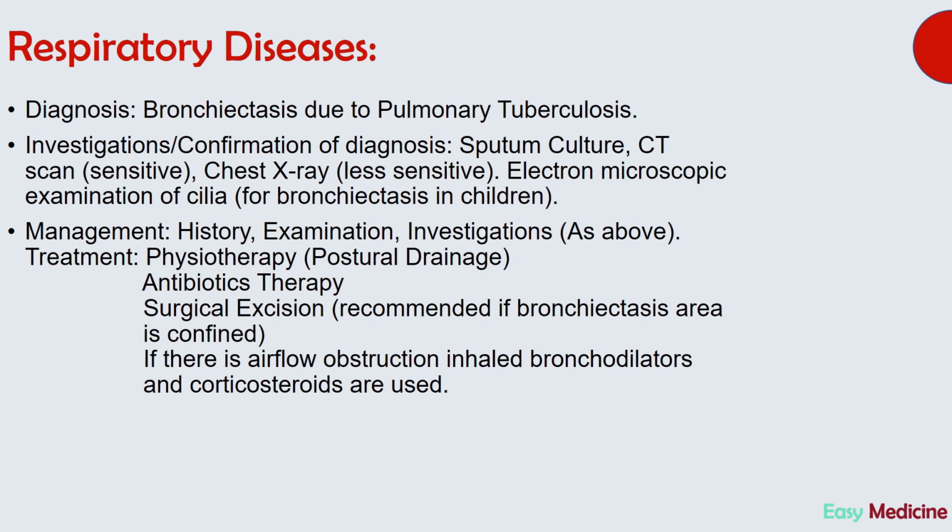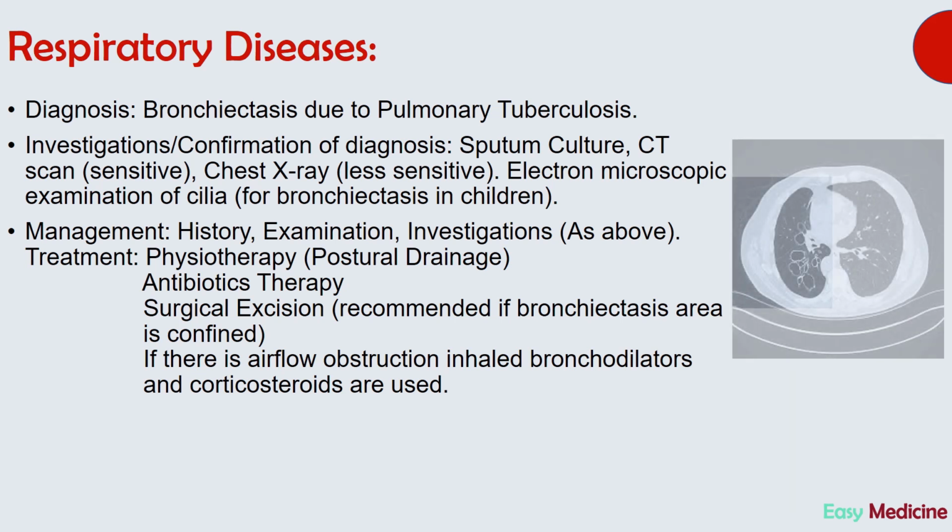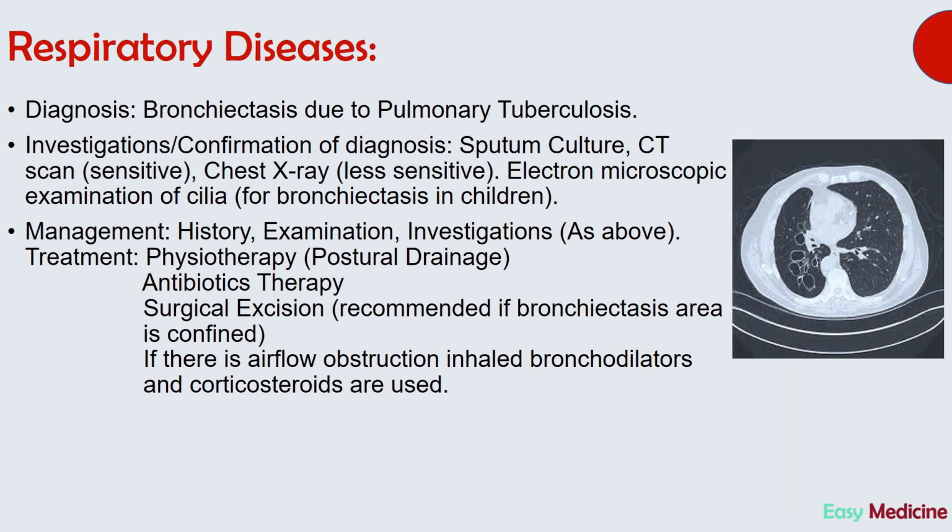The next part of the question asked, how will you confirm your diagnosis? So, to confirm the diagnosis, you will do following investigations, which are sputum culture, CT scan, chest x-ray, electron microscopic examination of cilia. One important point about investigations is that CT scan is very sensitive for bronchiectasis. However, chest x-ray is not that sensitive, and examination of cilia is done only for bronchiectasis in children.